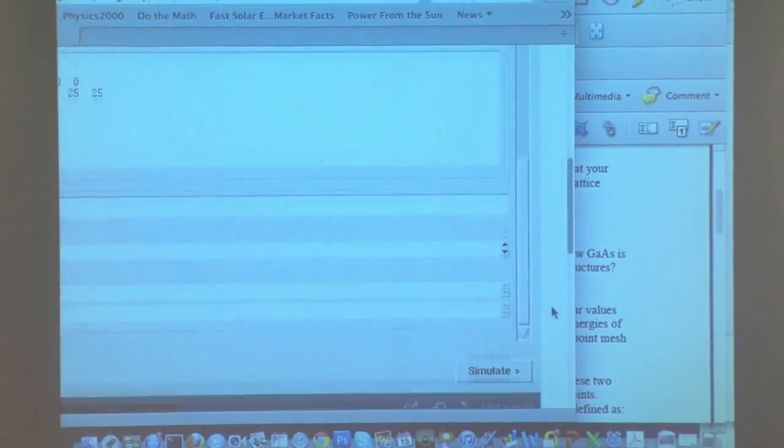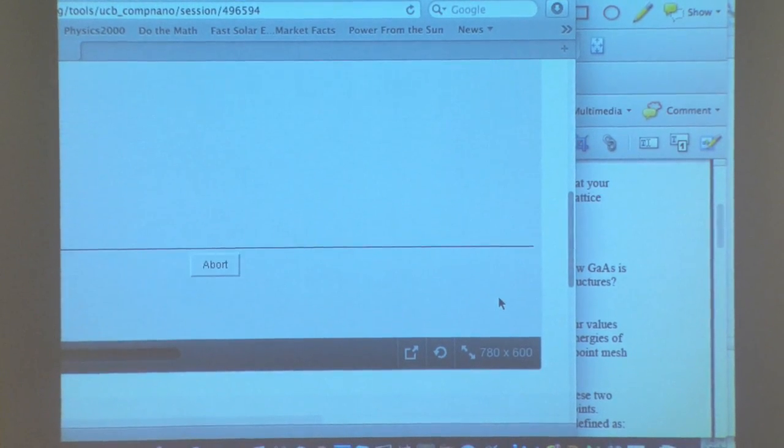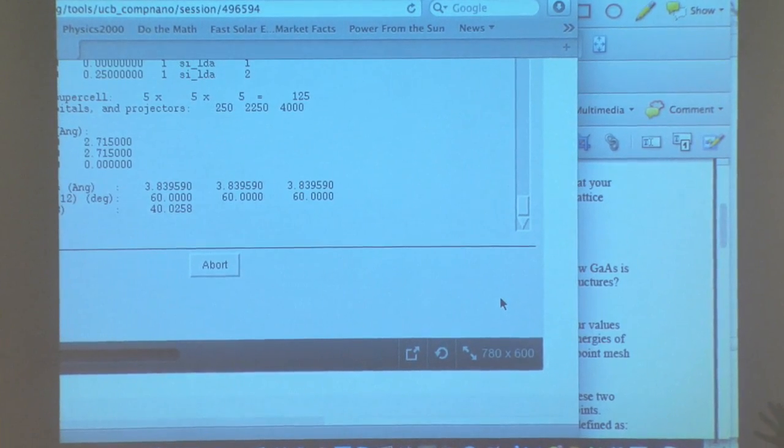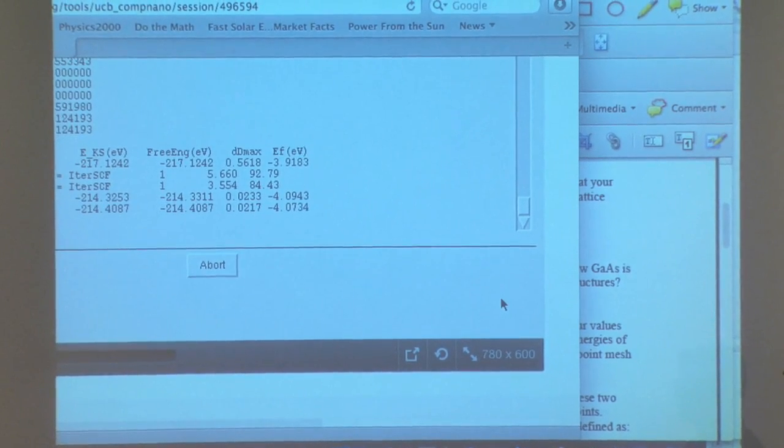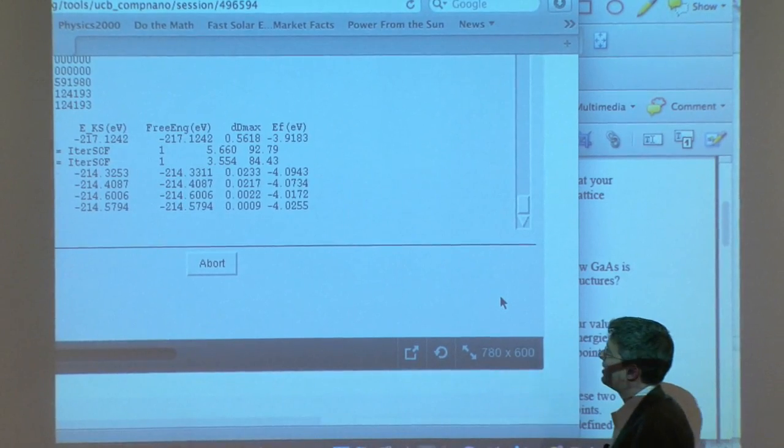This is just torture. Okay, there we go. Simulate. There's two scroll bars. Then I can't handle it. Maybe it's me. I don't know. I like to blame the NanoHub.